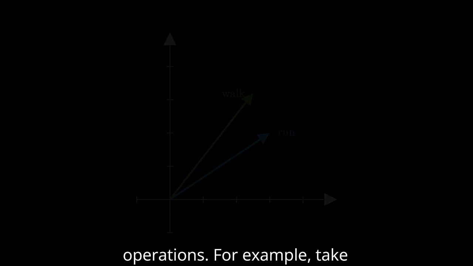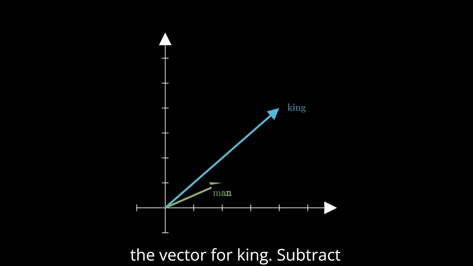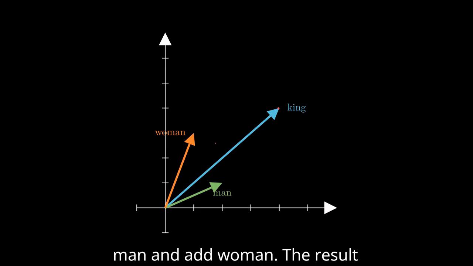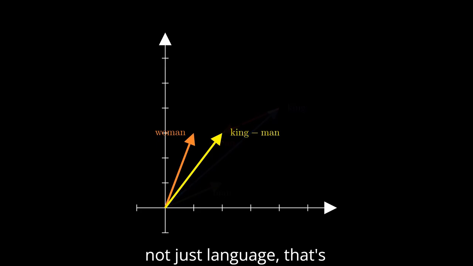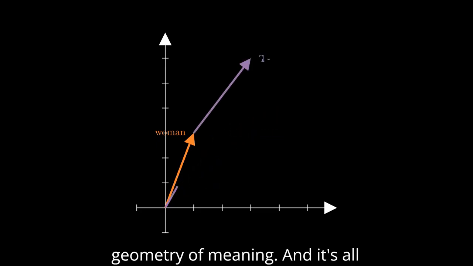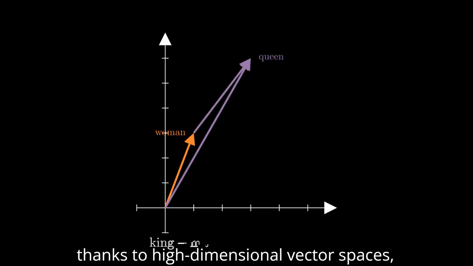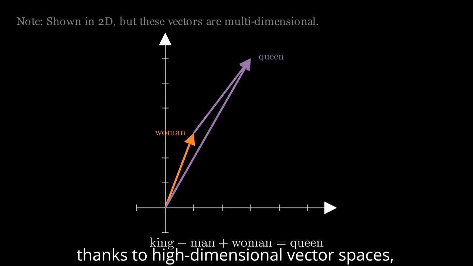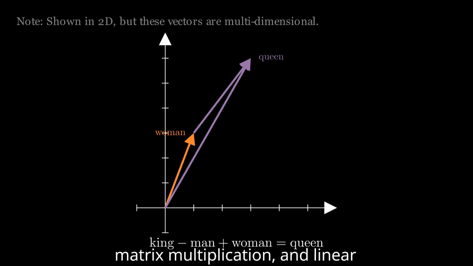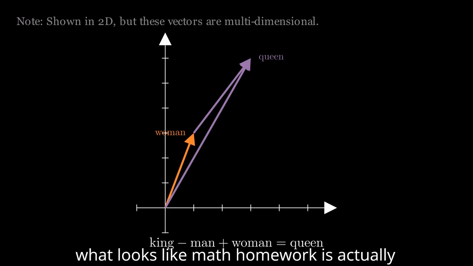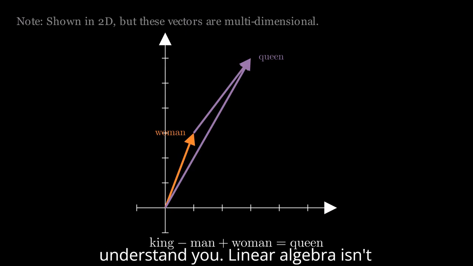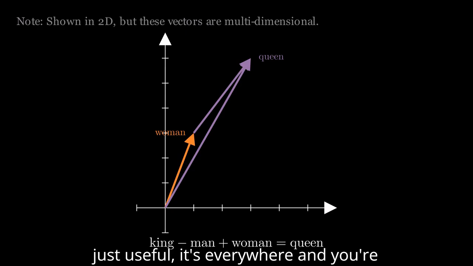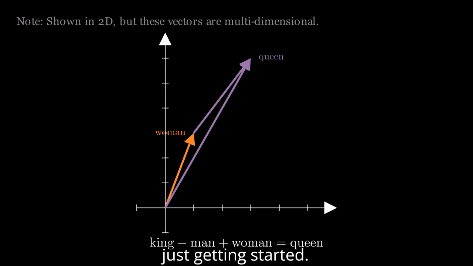For example, take the vector for king. Subtract man and add woman. The result points to the vector for queen. That's not just language. That's geometry of meaning. And it's all thanks to high-dimensional vector spaces, matrix multiplication, and linear transformations. So yeah, what looks like math homework is actually behind how large language models understand you. Linear algebra isn't just useful, it's everywhere, and you are just getting started.